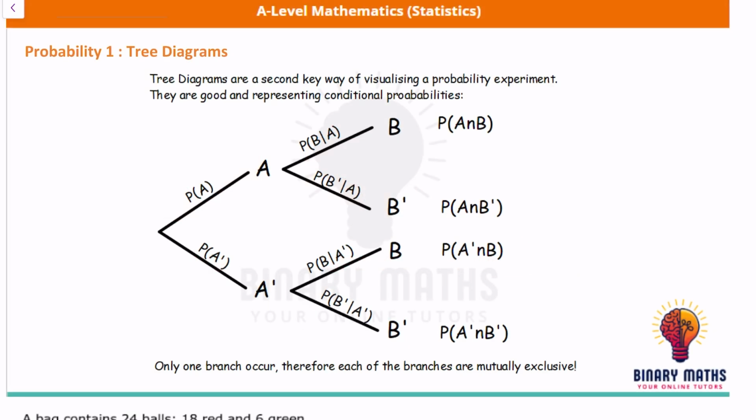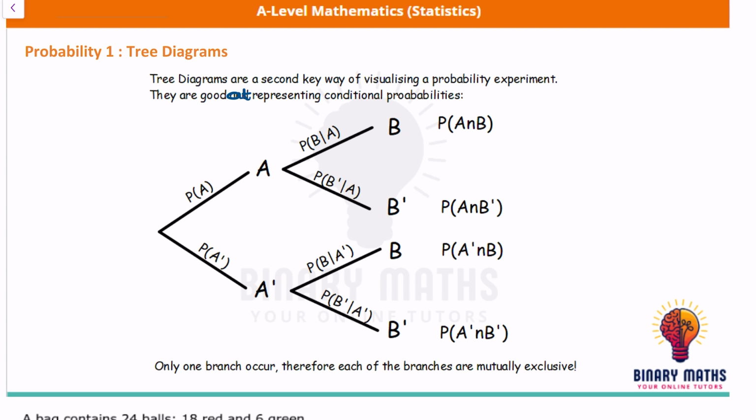This video is about solving conditional probability problems using tree diagrams. So tree diagrams are a second key way of visualizing a probability experiment. We've looked at Venn diagrams, now it's tree diagrams. They are good at representing conditional probabilities.